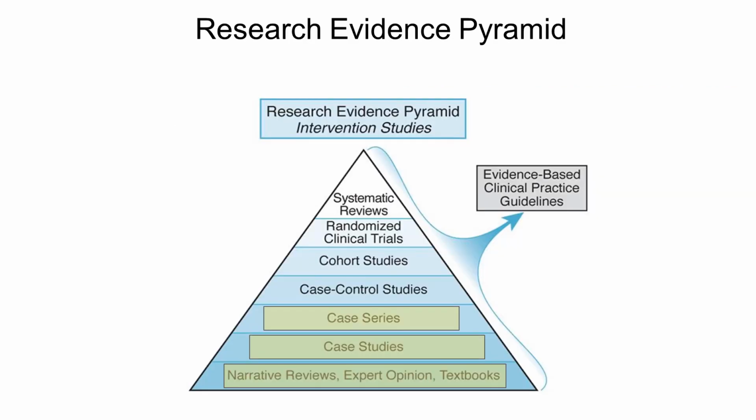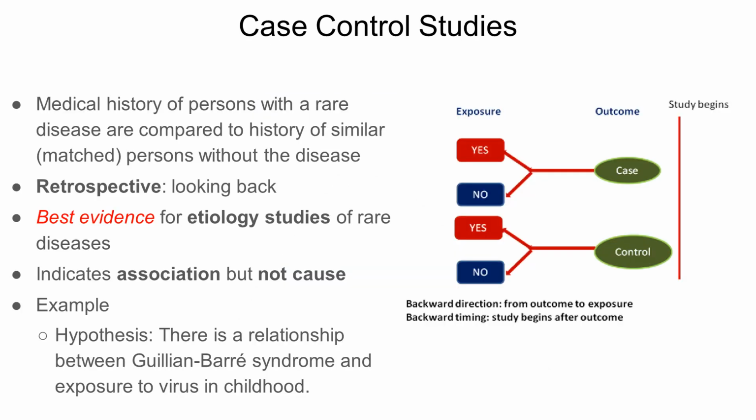As we continue to climb up the research evidence pyramid, you can see that we've covered 3 of the bottom rungs and are moving on to case control studies. So what exactly is a case control study? Well, if you look at the picture on the right-hand side of this slide, you can see that the study begins at one point in time, but to actually do the study, you look backwards. As you go backwards from the beginning of the study, you see outcome is listed next.